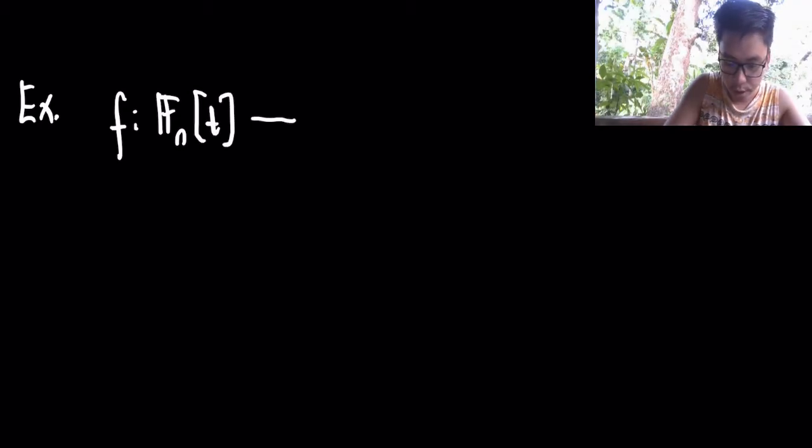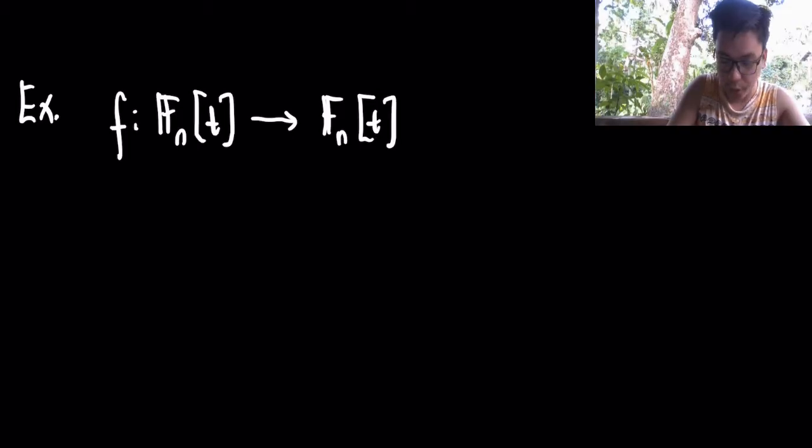Okay, so let's consider another example here. Let's consider a function that maps from F sub n of t, so that's a polynomial, to F sub n of t, square bracket t rather. So we define this in this way.